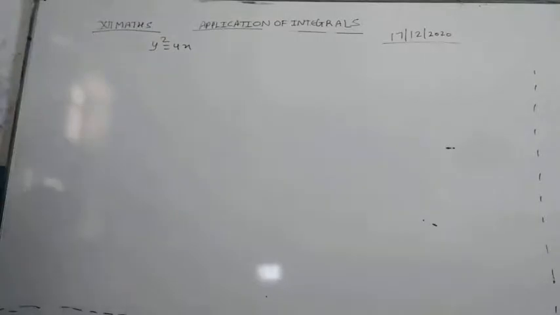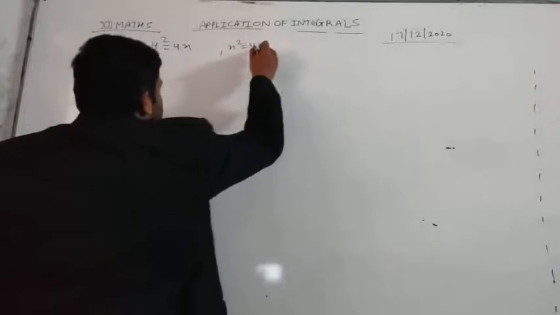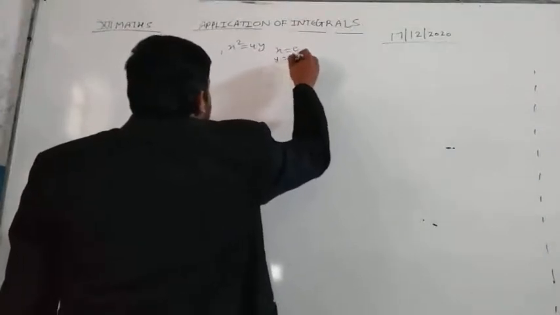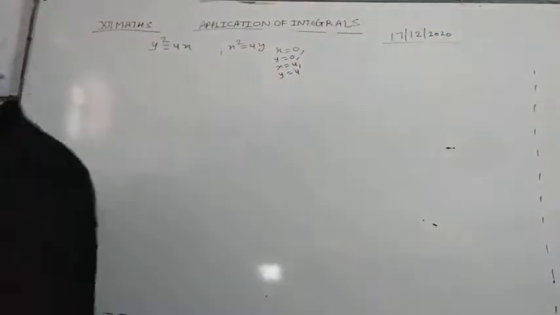The next question is, prove that the curves y square is equal to 4x and x square is equal to 4y divide the area of the square bounded by x equal to 0, x equal to 4 and y equal to 4, y equal to 0. x is equal to 0, y is equal to 0, x is equal to 4, y is equal to 4.